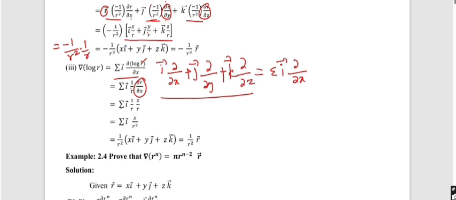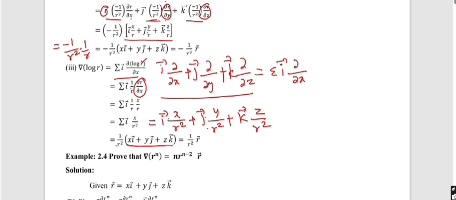Now we expand the summation. We have i vector into x by r square plus j vector into y by r square plus k vector into z by r square. In all the terms 1 by r square is common. Taking 1 by r square outside, the remaining is xi vector plus yj vector plus zk vector, that is equal to 1 by r square into r vector. Therefore del of log r equal to r vector by r square.